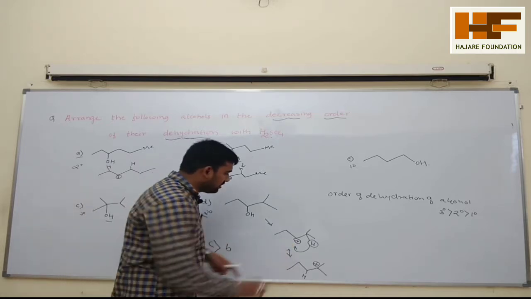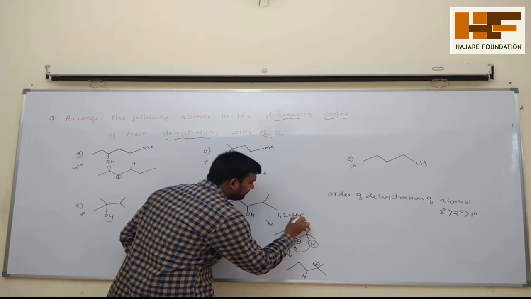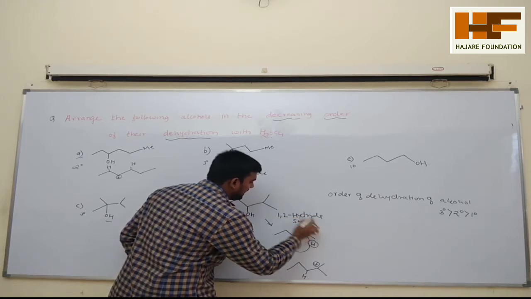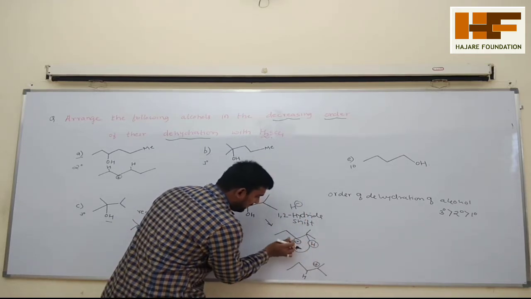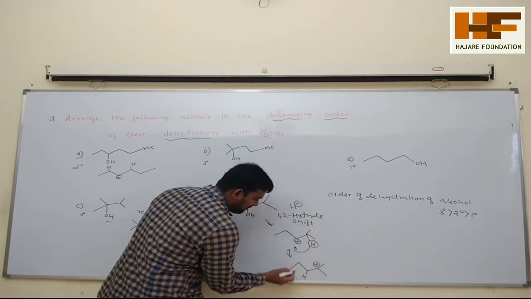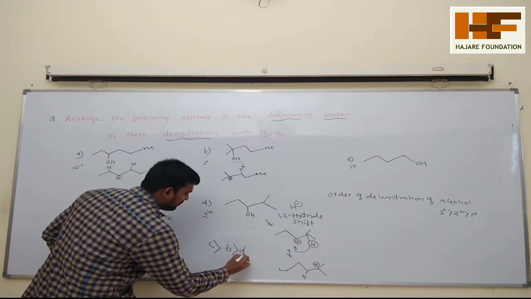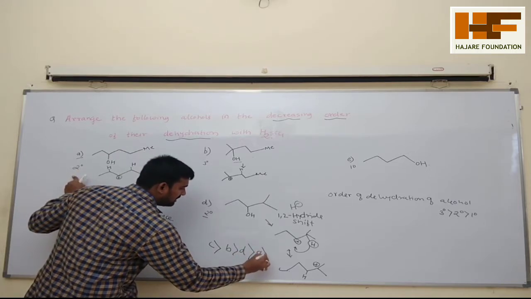But due to the carbocation, what happened here? A 1,2 hydride shift takes place. A hydride is nothing but H minus. This H minus with its bond will come here and this positive charge will be moved here. It will form this structure. So D will undergo dehydration more as compared to A.